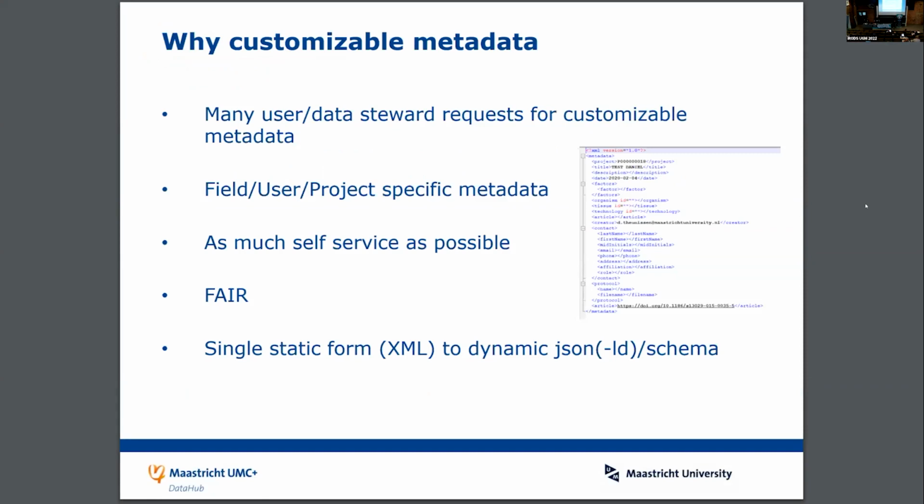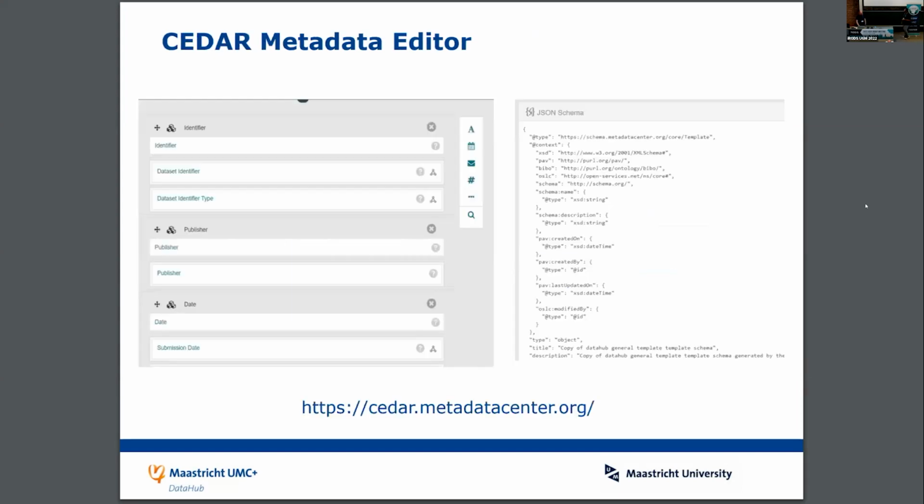Why did we choose customizable metadata? We had a lot of users where, well, we thought one size fits all. Users don't agree ever. They all want the same thing, except a tiny bit different. So field specific, user specific. They want to do it themselves. They want to be fair. So the single static form, which we had before, we're switching to dynamic JSON, JSON-LD, JSON schema.